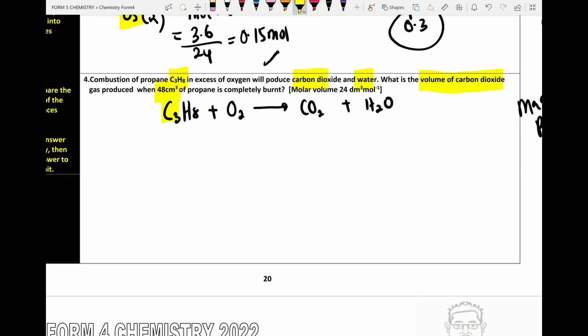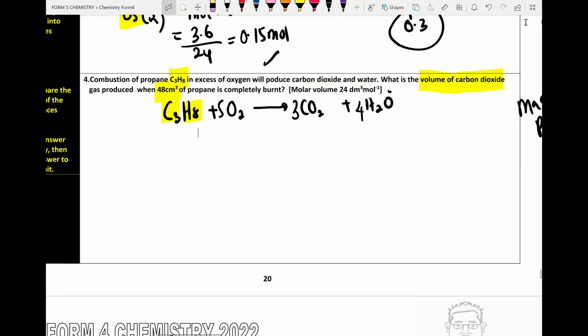I check carbon 3, so I balance carbon 3. Then I check hydrogen 8, so I put here 4 times 2, 8 hydrogen. Then I calculate the total oxygen present on the right hand side. Here got 6, then here got 4, so the total will be 10. So how to get 10? 5 times 2, 10. So we already balanced the equation.